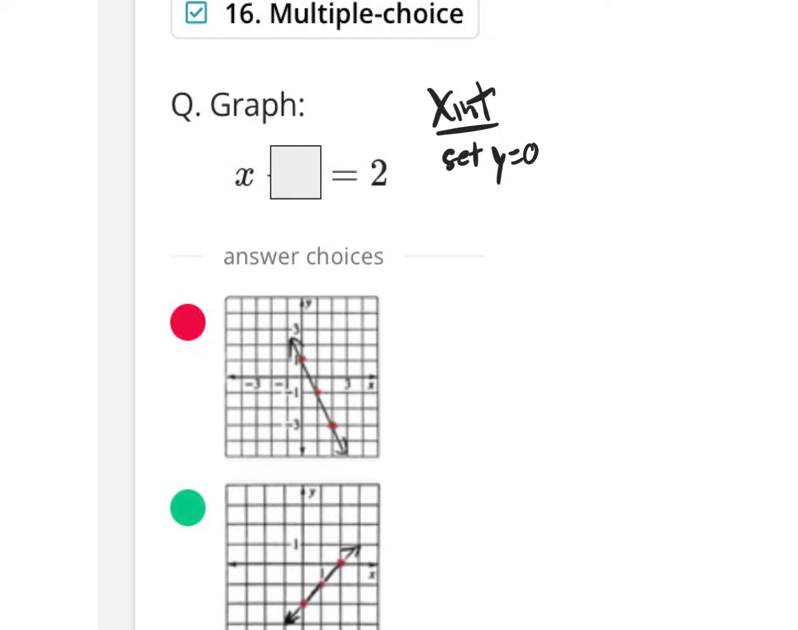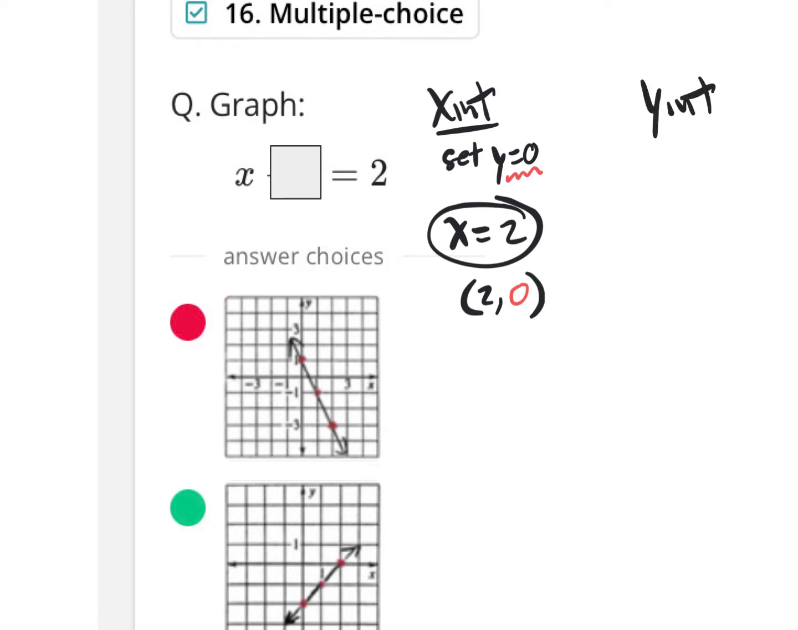And what is left? X equals 2. Wow, so we actually have the answer. The x-intercept, x equals 2. That tells you where it crosses the x-axis. If you wanted the actual coordinate, that would be 2 for the x, and of course 0 for y, because we set y equal to 0. So there's my x-intercept. If I wanted to find my y-intercept, how do I do that?